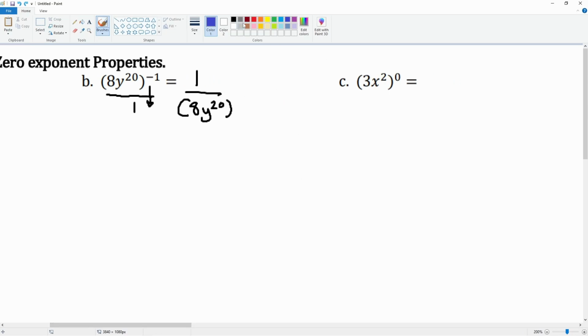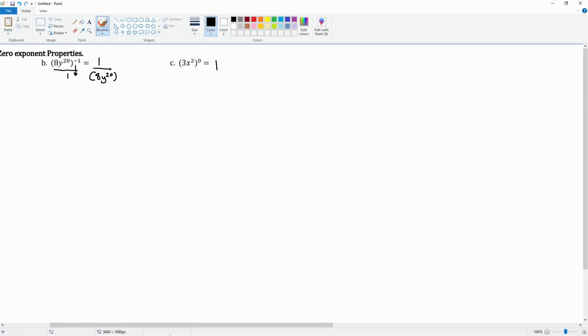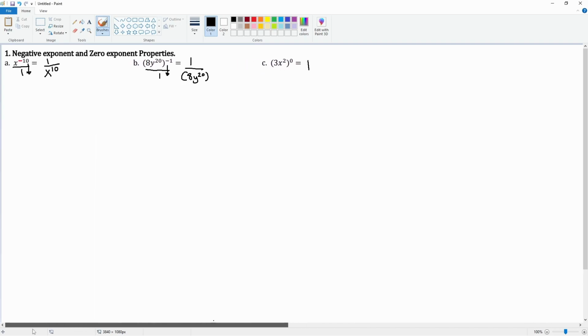Next, this is to the 0 power. Anything to the 0 power would just be 1. Okay? And there you go. That is how we apply the zero product property as well as the zero exponent property.